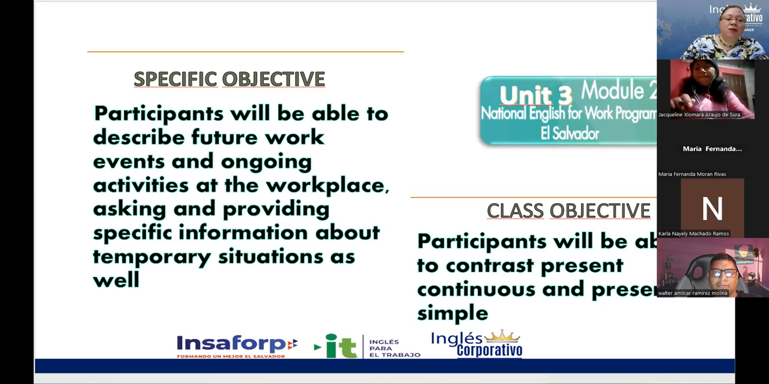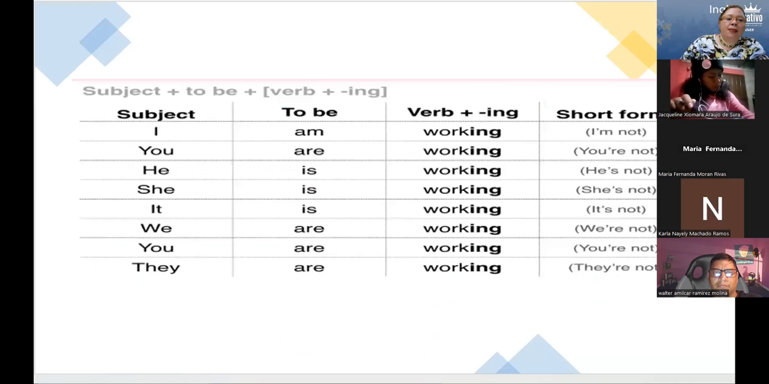Okay, the present continuous is formed by the verb be, okay, the verb be, and a verb with an ing ending. We can use it in an affirmative way, in a negative form, and we can make questions. So, for example, I am working, you are working, he is working, she is working, it is working, we are working, you're working, they are working.